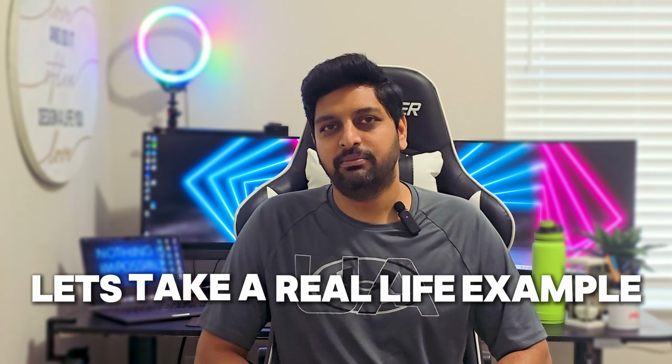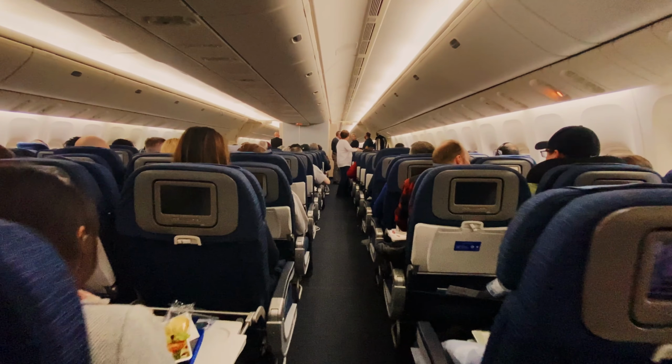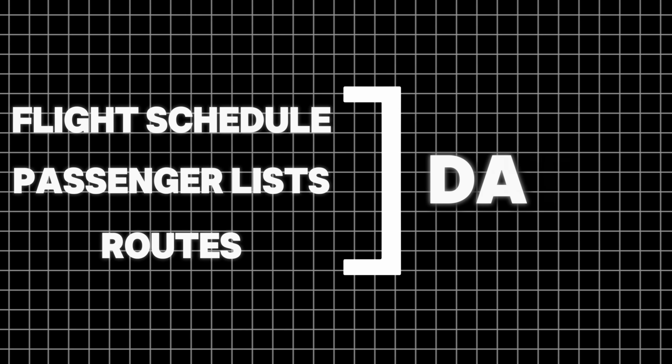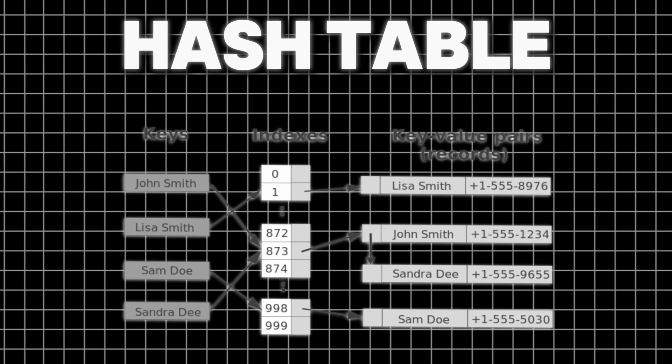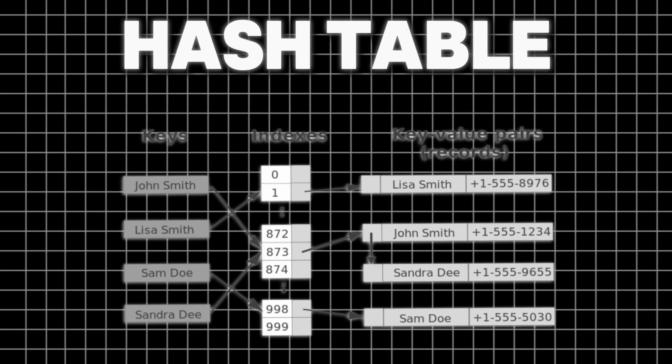Let's take a real-life example to understand the importance of DSA. Imagine you are booking a flight. The flight schedule, passengers list, and the routes are the data, and they need to be organized efficiently. For instance, an airline's reservation system might use a hash table to quickly look up the passenger details by their reservation code. Here, the data structure, like a hash table, allows for quick data retrieval.